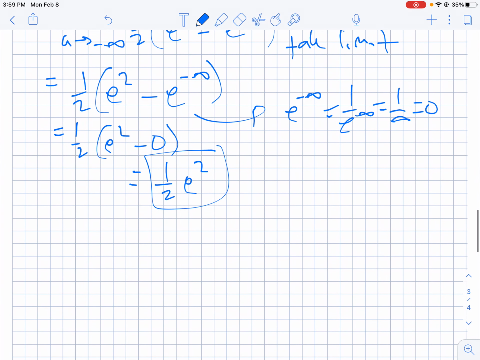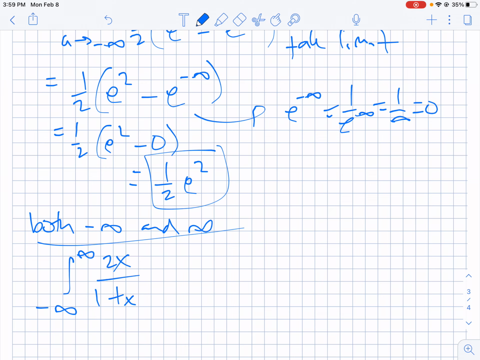And by the way, if you ever get in a situation where you have both minus infinity and infinity, for example, there was a question like this on the AP test a few years ago. There's negative infinity to infinity of 2x over 1 plus x squared. Don't freak out by this. Just split it up at 0. I mean, you can split it up at any point, but it's easier at 0.